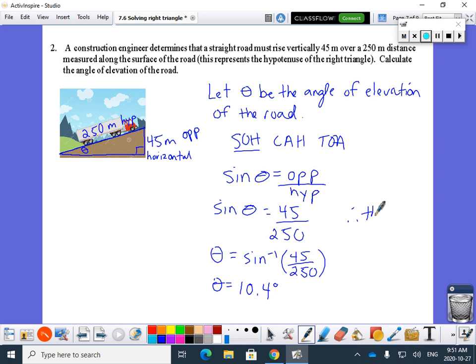Therefore, the angle of elevation of the road is 10.4 degrees. Questions about that one?